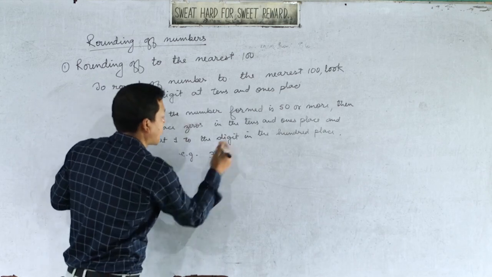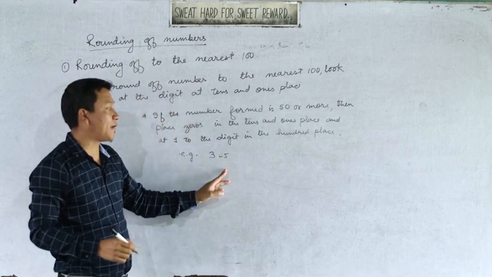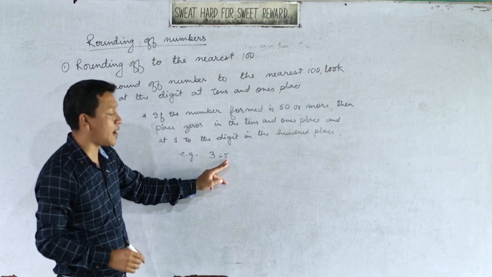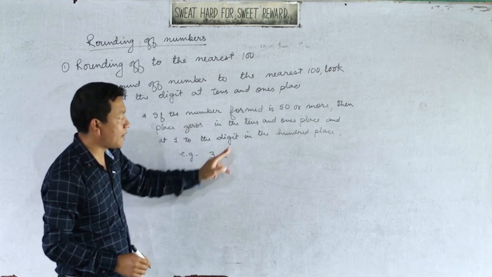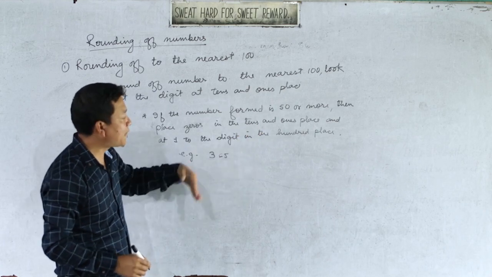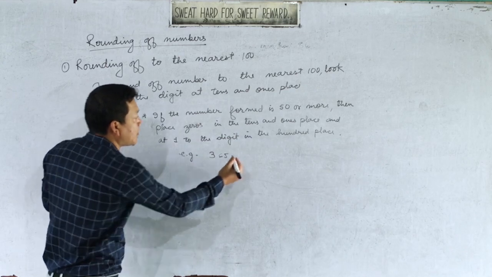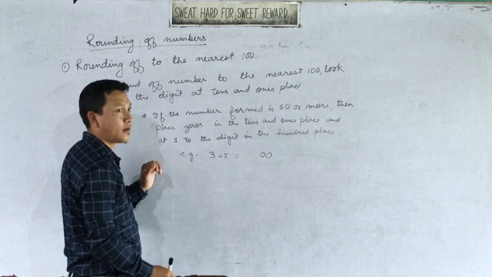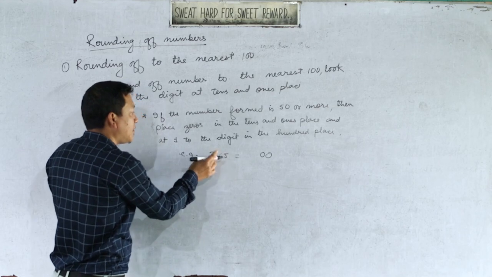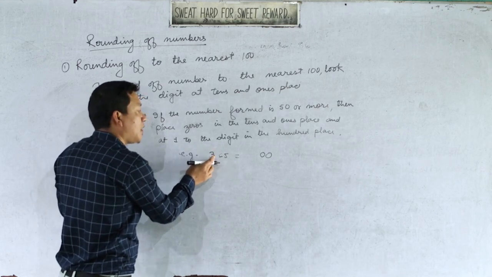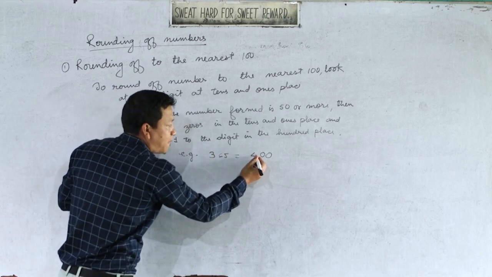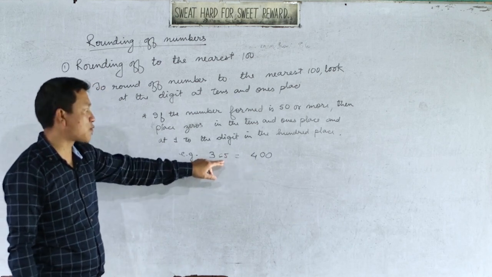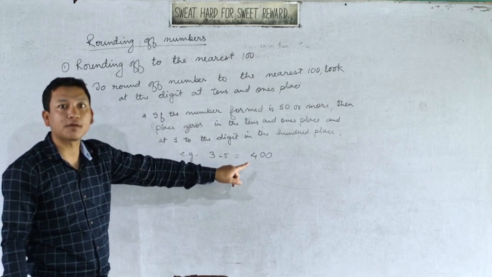Take the number 365. The digits in the ones place and tens place form 65. Is 65 greater than 50 or less than 50? 65 is more than 50, so we put zeros in the tens and ones place and add one to the hundreds place. The number we get is 400. When 365 is rounded to the nearest 100, the answer is 400.